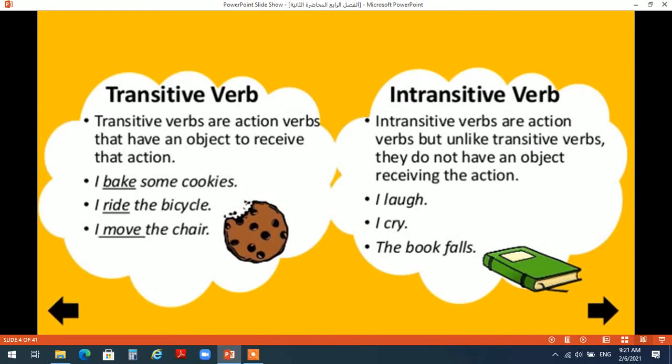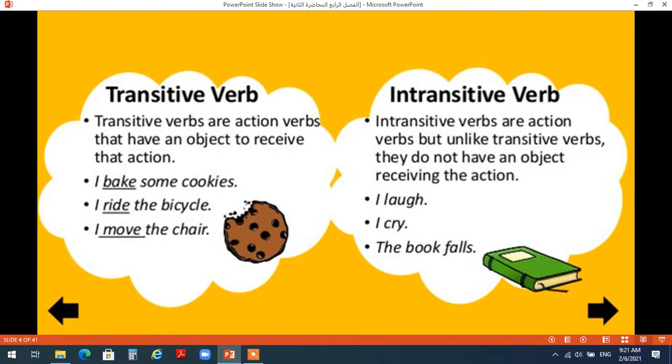As for the other type of verbs, which are called intransitive verbs or الأفعال اللازمة, they are also action verbs, but unlike transitive verbs they don't have an object receiving the action. إذن تختلف عن الأفعال المتعدية بأن الأفعال اللازمة لا تحتاج إلى وجود المفعول به في الجملة، بل يكون معنى الجملة مكتمل دون الحاجة إلى ظهور المفعول به.